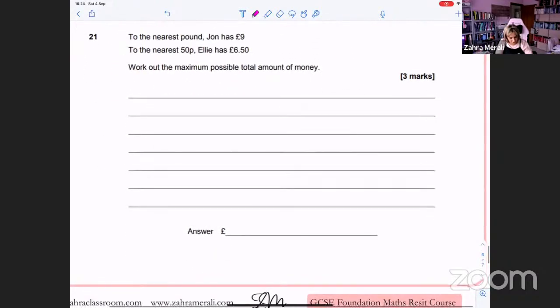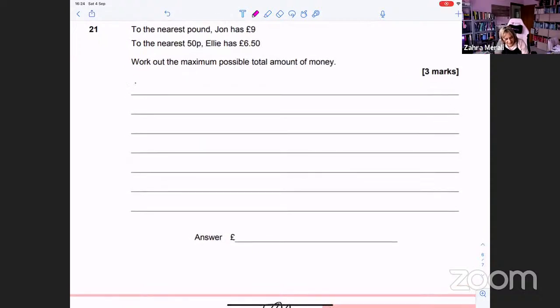Right. To the nearest pound, John has £9. And to the nearest 50p, Ellie has £6.50. So we want to know what's the maximum amount of money that would still round to £9 if we were doing to the nearest pound. If I had £9.50, we would round that to £10, wouldn't we? So we need to go 1 less than that. So for John, it must be £9.49.